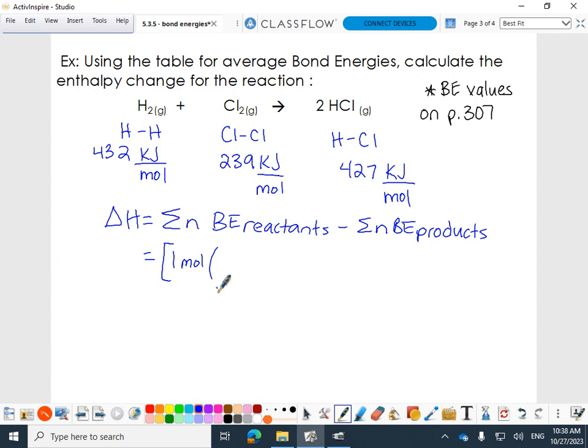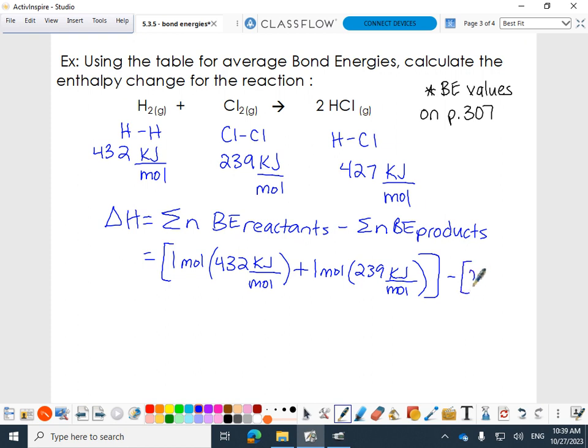When you add, it doesn't matter the order. I'm just going to go in order of the reactants. So technically, according to dimensional analysis, when you multiply by the coefficient, then the mole cancels out, and then you are left with just kilojoules, okay?